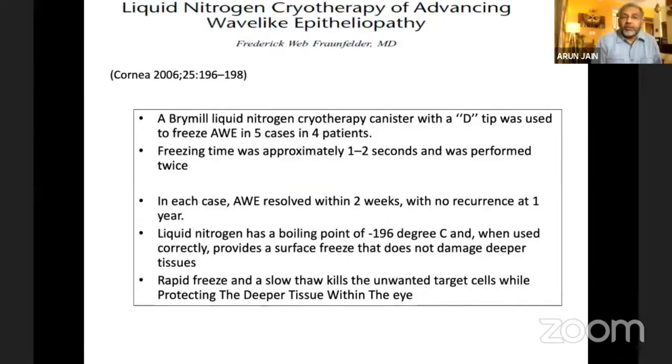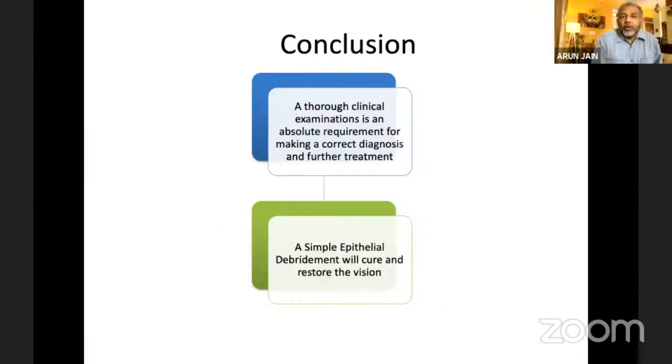And this is the paper in Cornea about liquid nitrogen cryotherapy. With this, they say the recurrence rate is nil, but again, access to liquid nitrogen may not be available to everyone. So here we describe a very simple technique which can be done on an OPD basis.